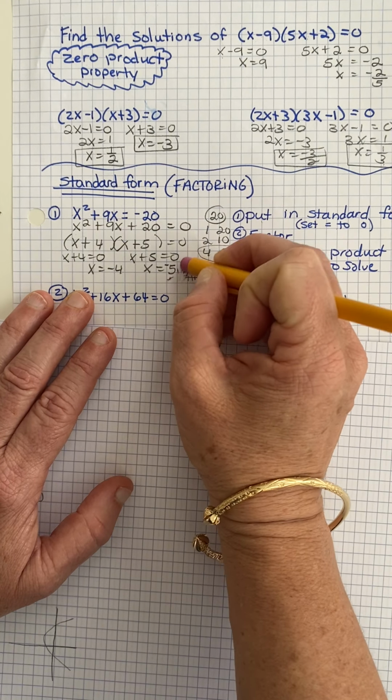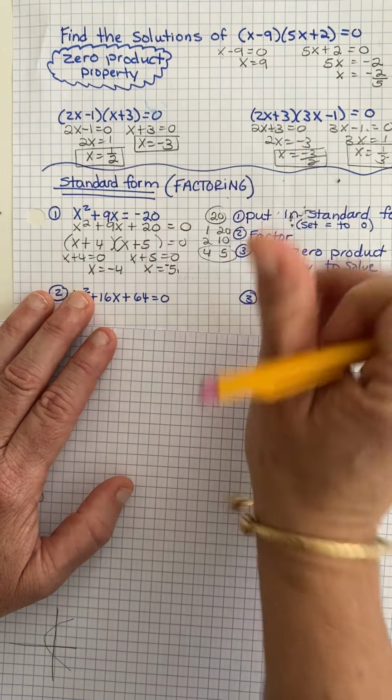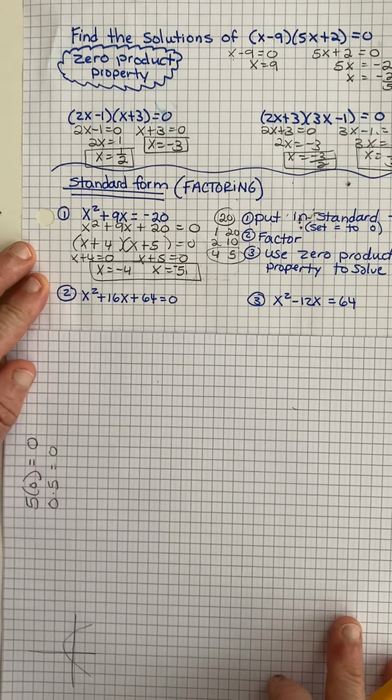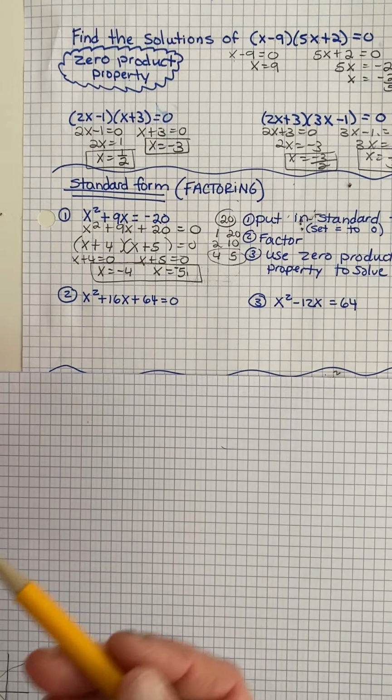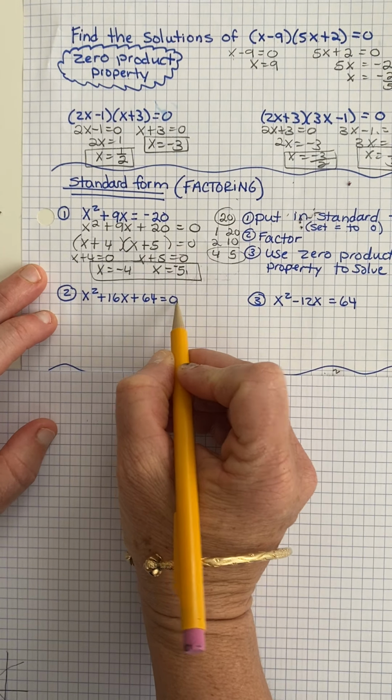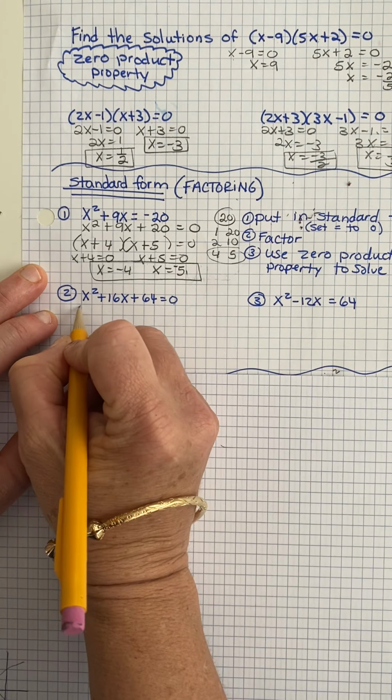But most of the time, if they just ask you to solve it, you're just going to solve it and say those are the two solutions. Okay? All right, let's move on down here. Same thing. You guys go ahead and give it a shot. It is set equal to 0 already, so you can just start factoring.